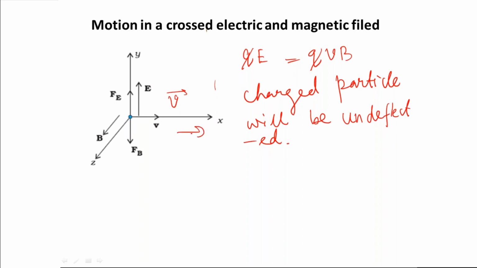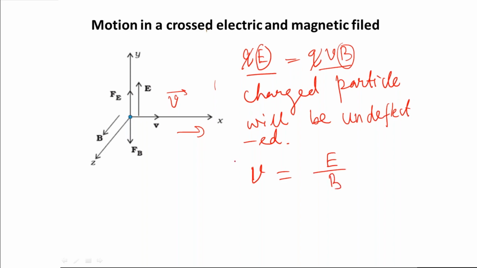But when I adjust the electric field and magnetic field such that the magnitudes of the electric force and the magnetic force become equal, at that condition I can find out a velocity. That is v is equal to E by B. This is a particular velocity in this condition, which will be undeflected.